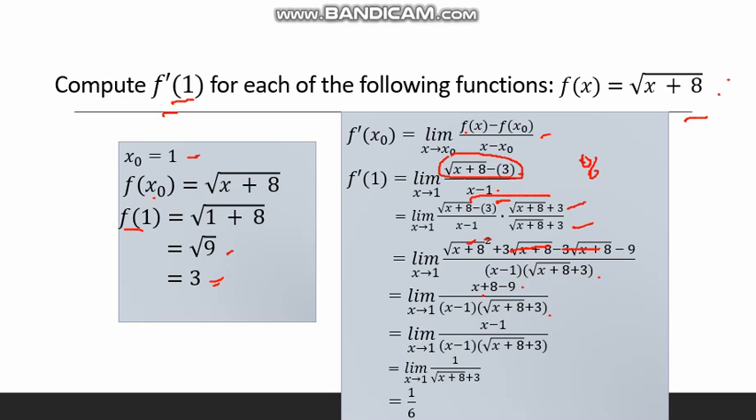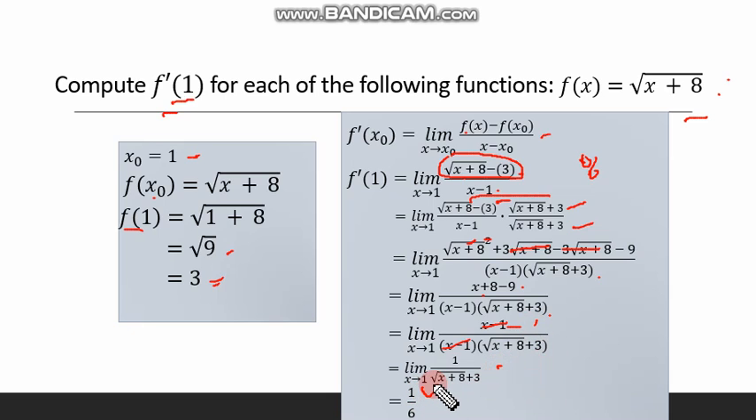So x minus 1 times square root of x plus 8 plus 3. So 8 minus 9 is negative 1. So x minus 1 is common in the numerator and denominator. We could cancel this 1. So what remains is 1 over square root of x plus 8 plus 3.